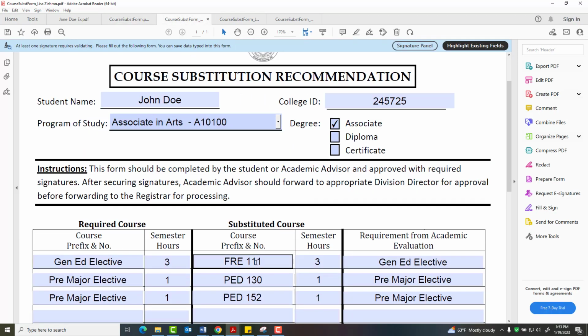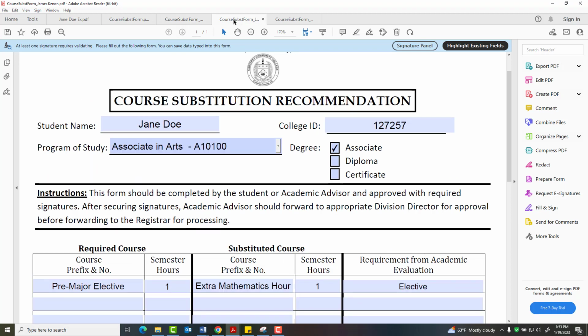This student has taken French 111, PED 130, and PED 132, all of which we don't offer here at Carteret, but they all count towards the transfer degree. You would need to look at that list just to see how they transfer, whether it be a gen ed elective or a pre-major elective.